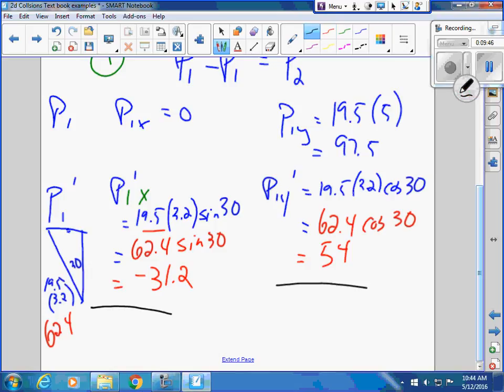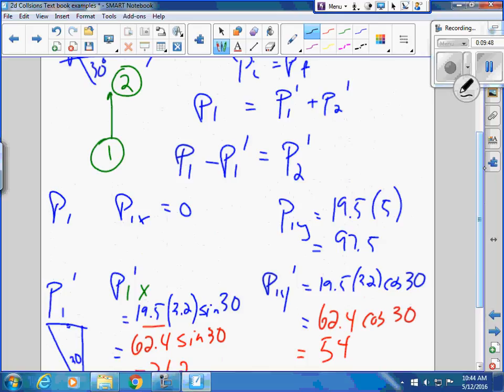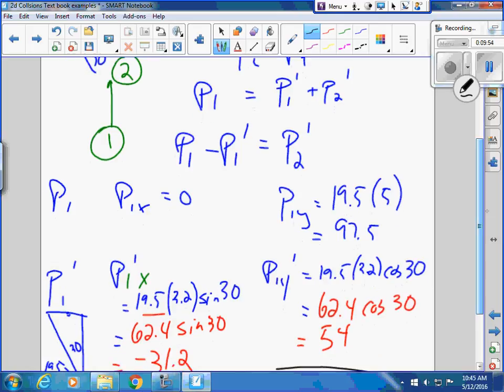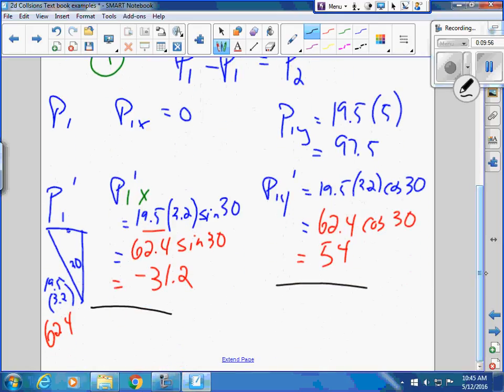Now, we are doing P1 minus P1 prime, vector subtraction, right? Nate has a question.